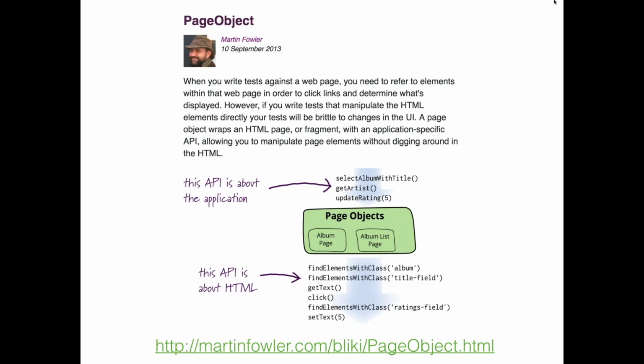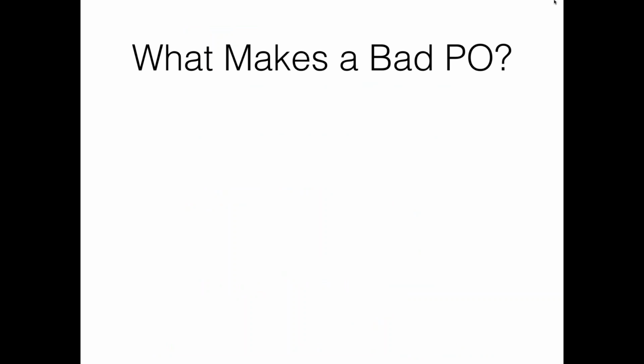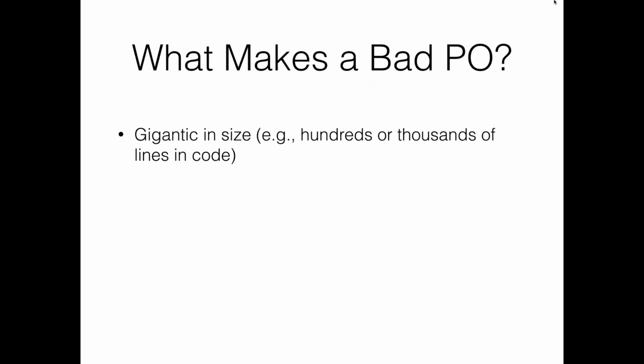And so I have some core tenets I think are pretty straightforward for just a really good way to get started and make sure you're on the right path with page objects. I like to start by thinking about what makes a bad page object. I've seen page objects that are gigantic, absolutely absurdly huge, hundreds if not thousands of lines of code.